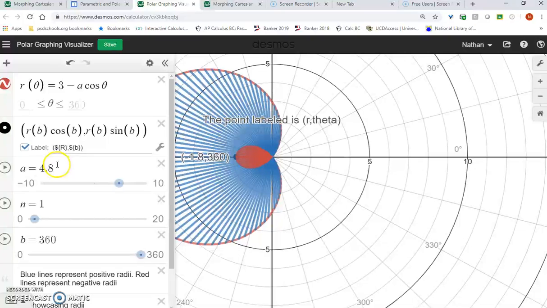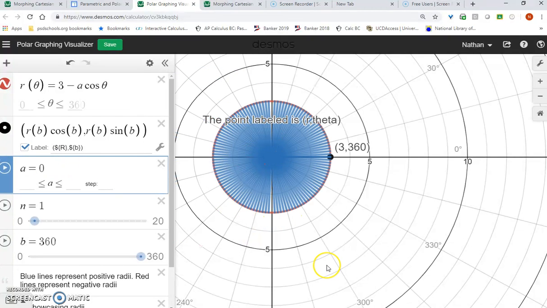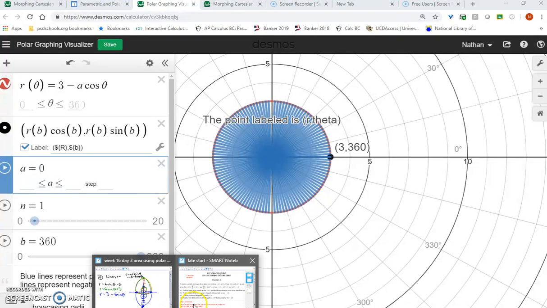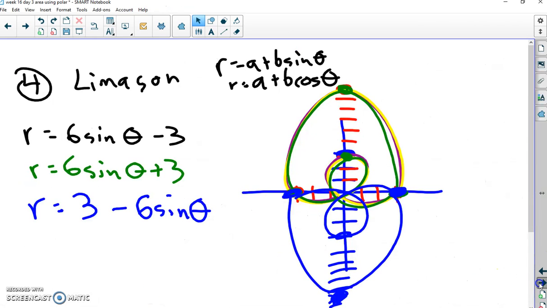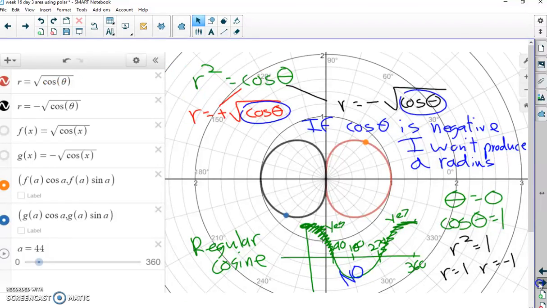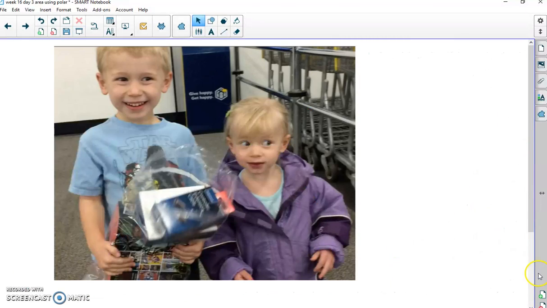Does it make sense that when A is 0, what do I have? Circle, because what happened to the whole trig dude? He's gone. You guys okay with that? Okay? So that's a way to play with kind of trying to understand how things look. Okay? All right. This is kind of cool.